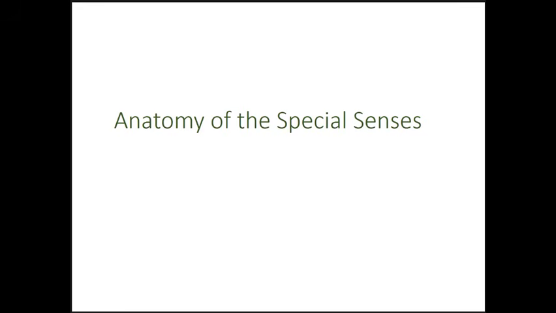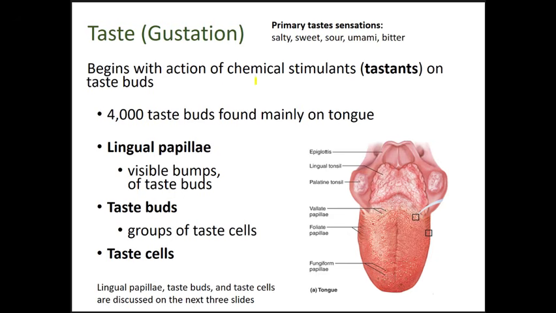Hi everyone, this recorded lecture covers anatomy of the special senses. And we're going to start by looking at taste, more appropriately referred to as gustation. Our primary taste sensations include many things you could already guess, I'm sure, such as salty, sweet, sour, and bitter. Umami might be a new term for you. This refers to savory, that savory taste sensation that you might get when you're eating such meals as a turkey dinner.